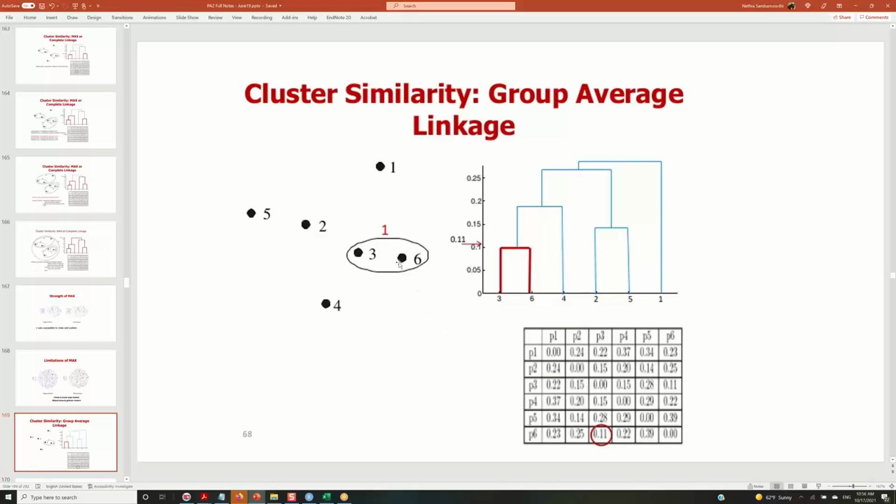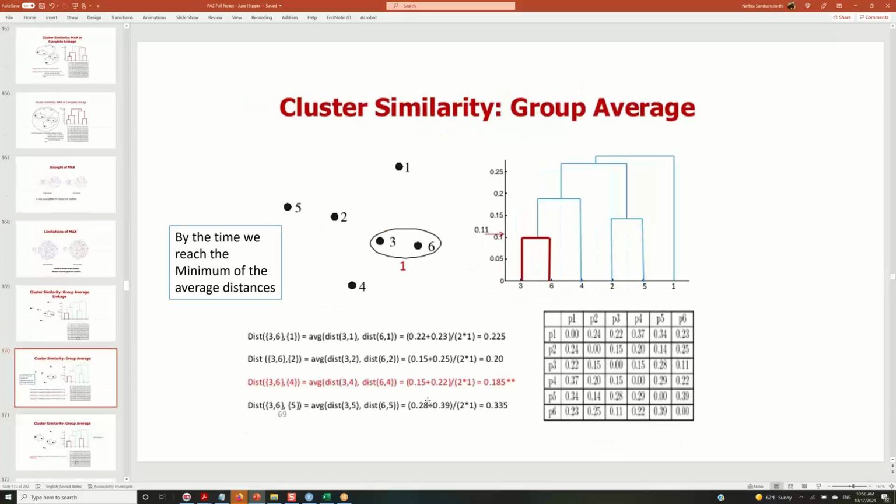Let's take average instead of minimum of the minimum or minimum of the maximum. Let's take minimum of the average. That's what this one is. So first again it joins together here, at 0.11. But now you take the distance to be the average distance, not the maximum distance. So you can calculate the average distance between this and this, which turns out to be 0.225.